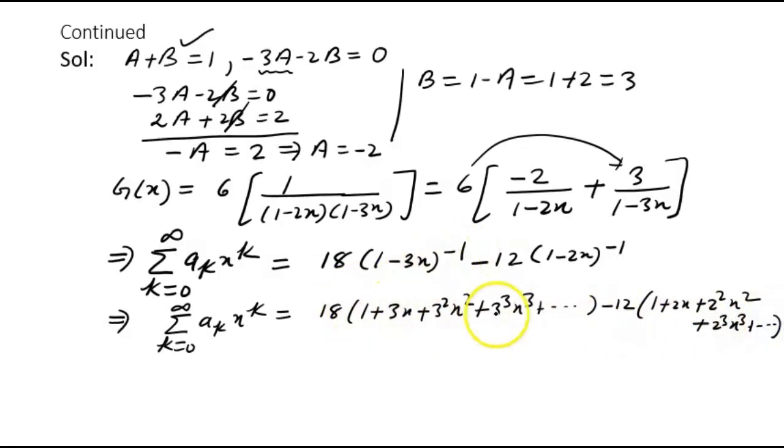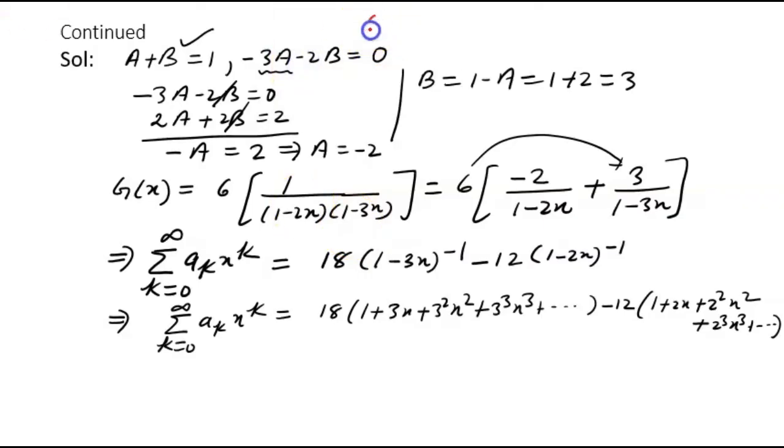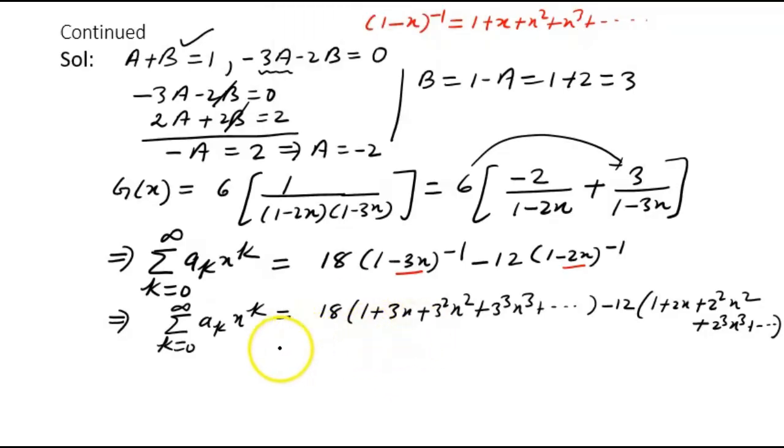I hope you got this point, because in the previous video I discussed a very important result, that if I have to write the expansion of 1 minus x to the power minus 1, I can write it as 1 plus x plus x square plus x cube and so on up to infinity. So basically in place of x we have 3x here, and in place of x we have 2x here. So this is how the expansion will look like. But because we want to compare this expansion with the left hand side, I need to rewrite it in the summation form.